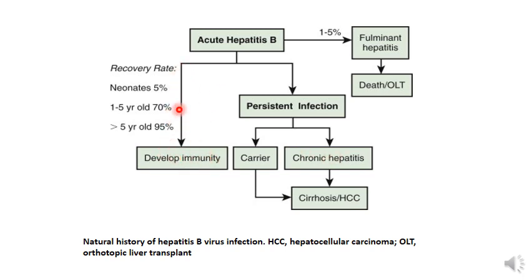But the amazing thing here is that when you get the virus at a younger age, the recovery will be low. So neonate, 5% recover; 1 to 5 years, 70% recover; more than 5 years, more than 95% will recover and develop immunity. So when you get the virus older, you get rid of the virus. When getting it as a neonate, just 5% will recover from the virus. And fulminant hepatitis may occur from the start, at 1 to 5.